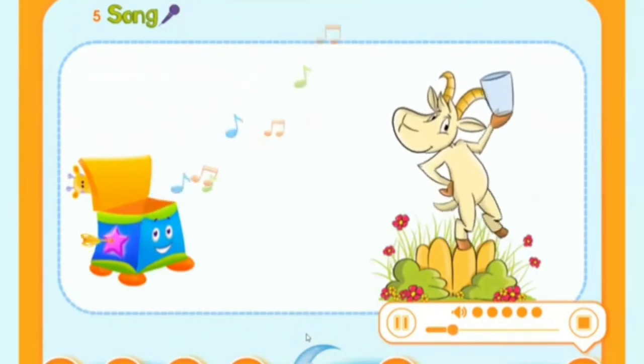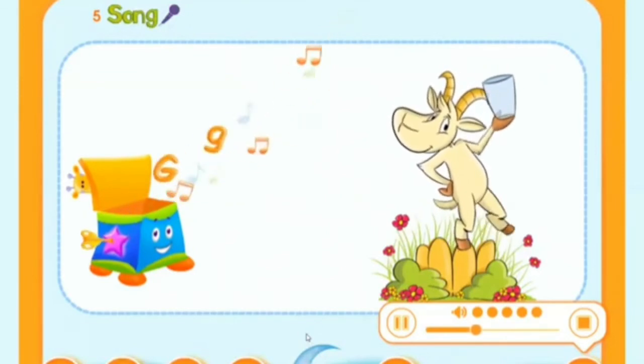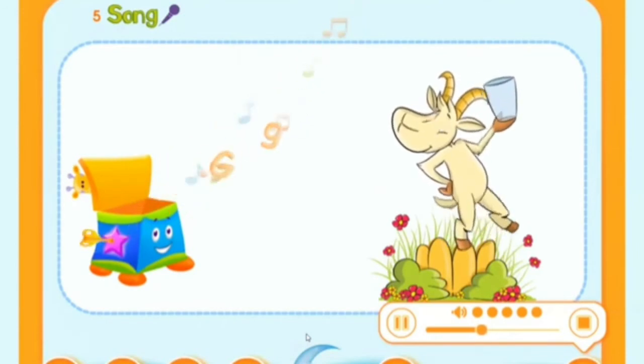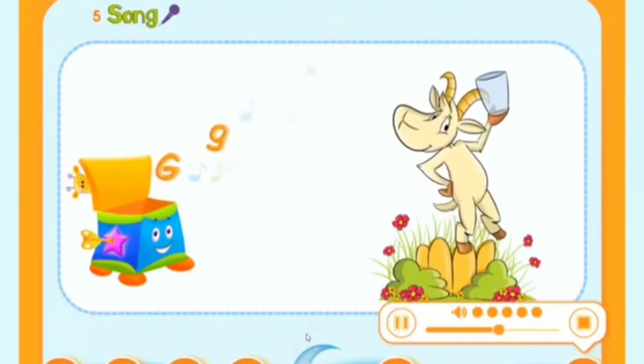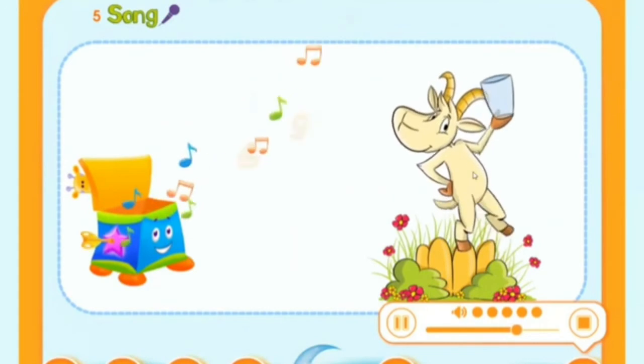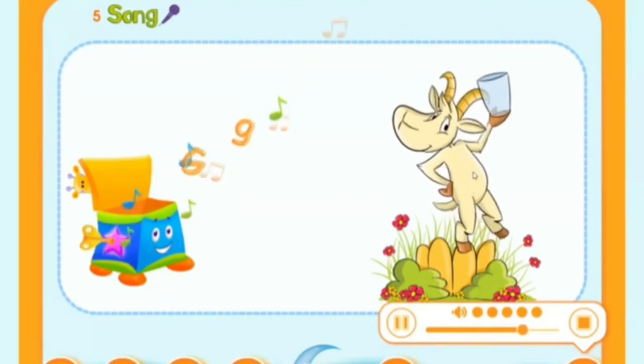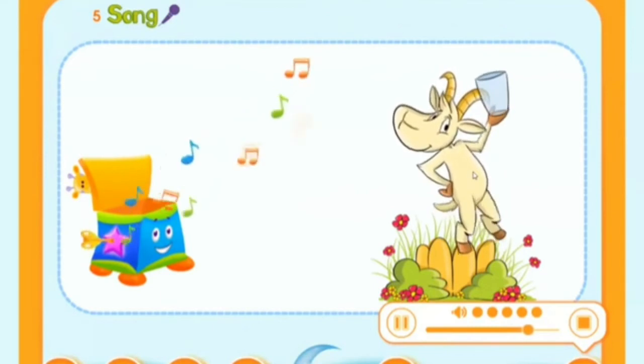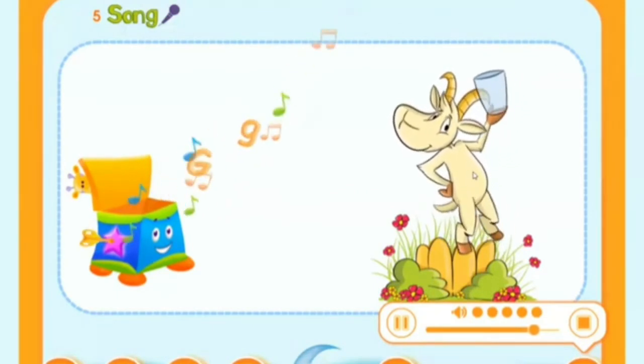Look at my garden. Look at the goat. A goat in my garden. A goat. Look at my garden. Look at the glass. A glass in my garden. A glass.